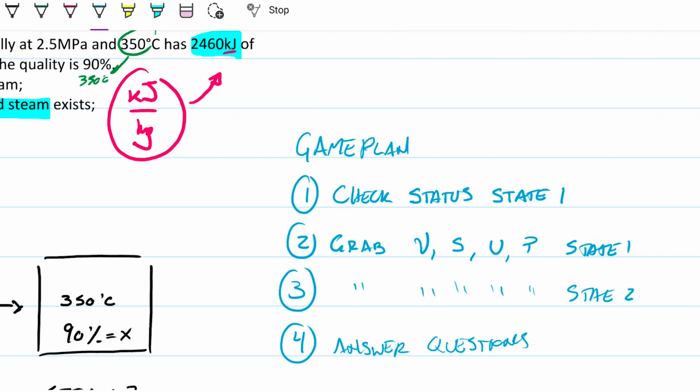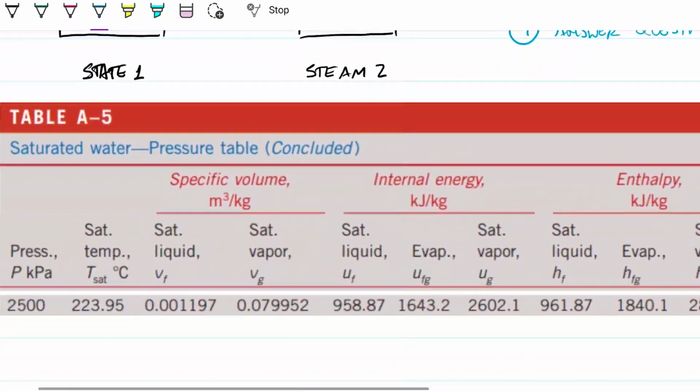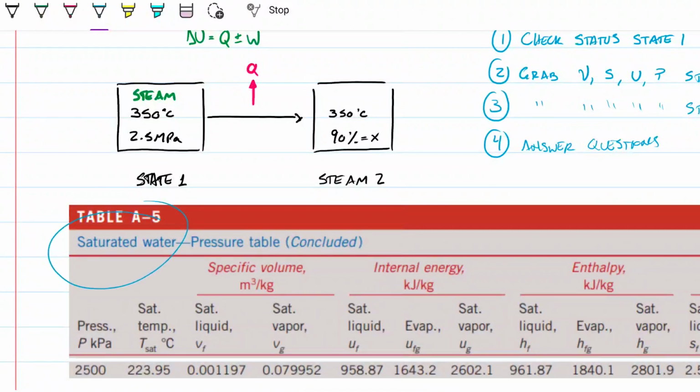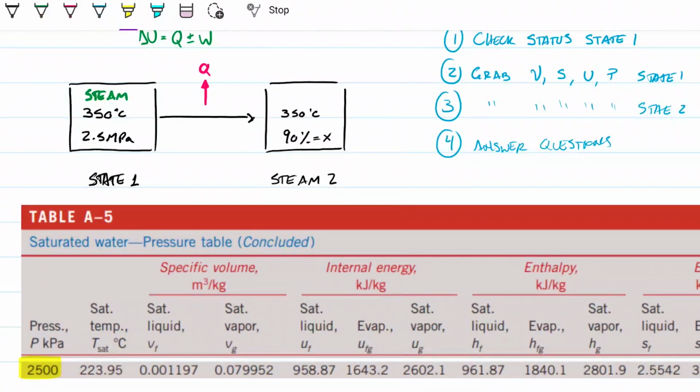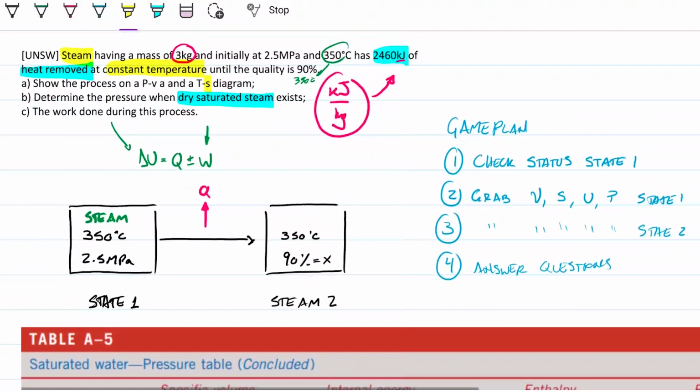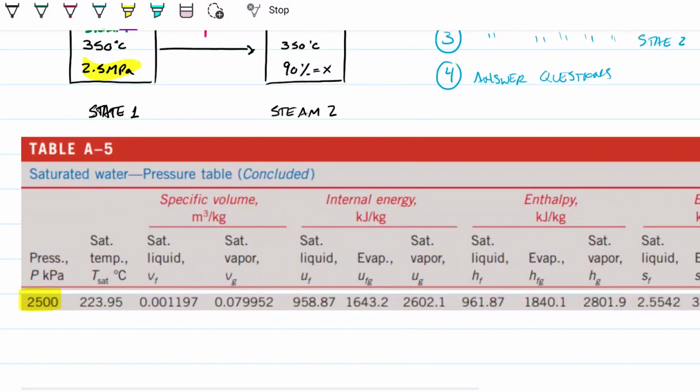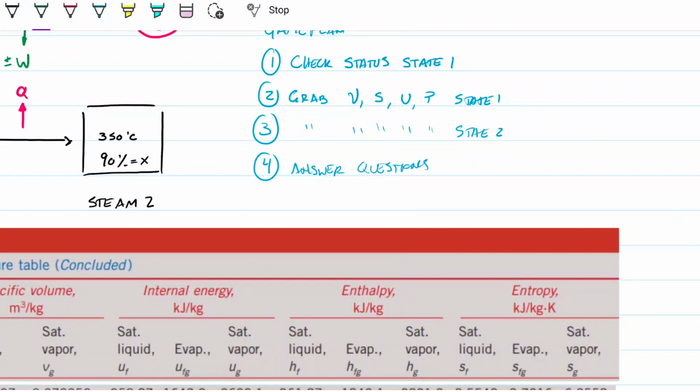Okay, so let's check the status first. I have a table here, saturated water temperature, and I'm at the pressure of 2,500 kilopascals, which is exactly the same thing as 2.5 megapascals, which is what we have. We can clearly see that the saturated temperature is 223. So because our temperature is 350 and is greater than 223, we can be 100% sure that this is superheated. So I can give a tick here and say this is a superheated state.